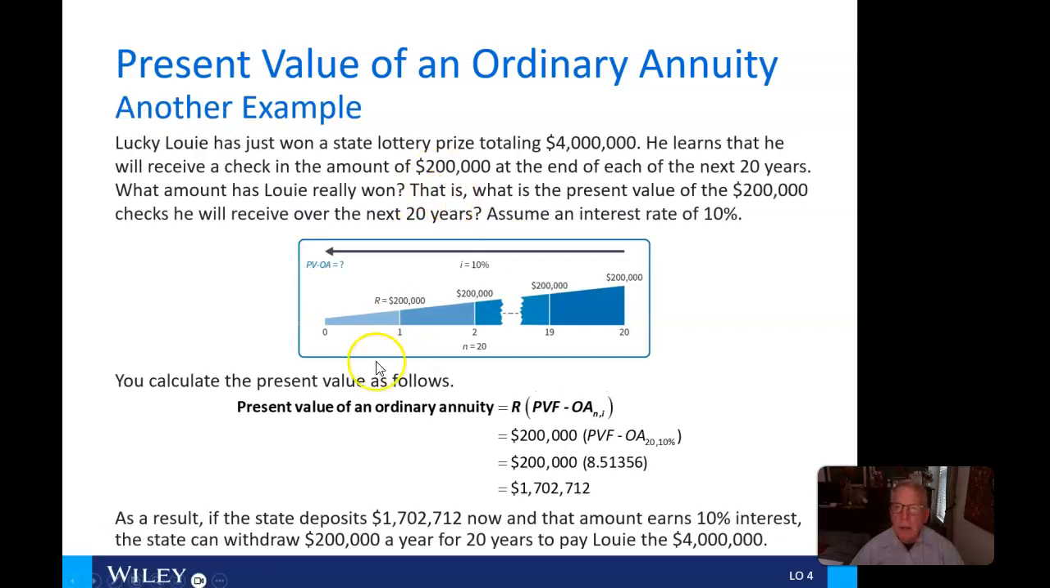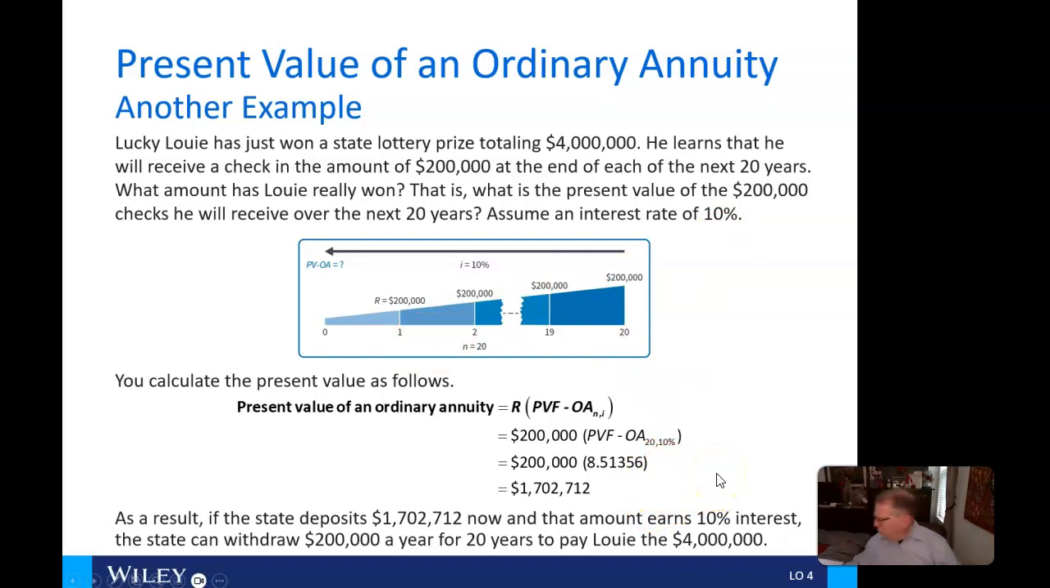Okay, now let's do another one here. In this case, Lucky Louie has just won the state lottery, $4 million. He learns that he will receive a check in the amount of $200,000 at the end of each of the next 20 years. What amount has Louie really won? That is, what is the present value of the $200,000 checks he's going to receive over the next 20 years? Assume that the interest rate is 10%.